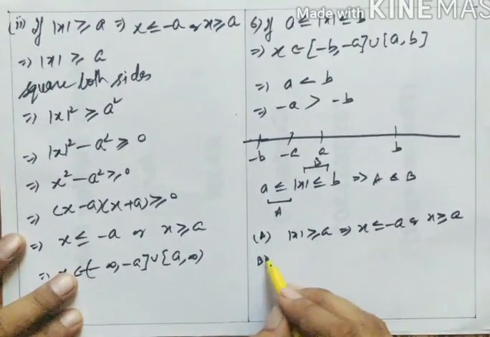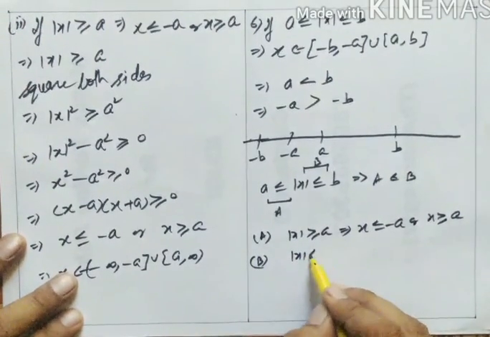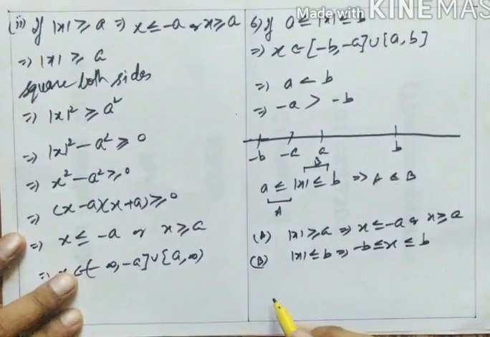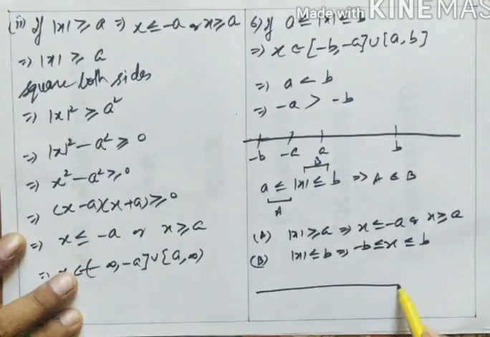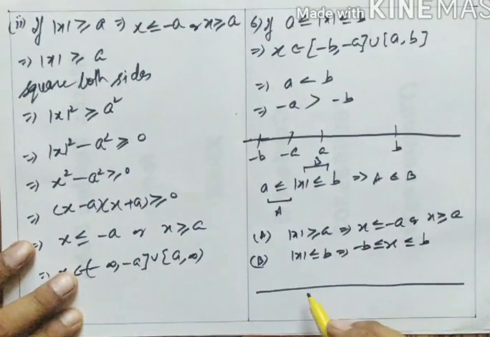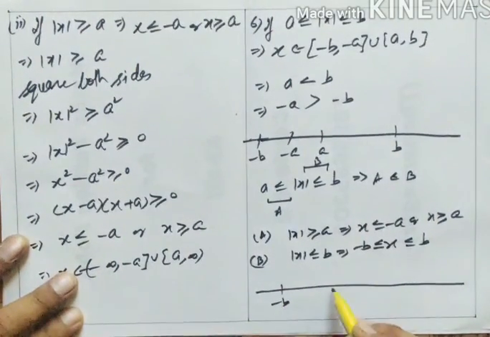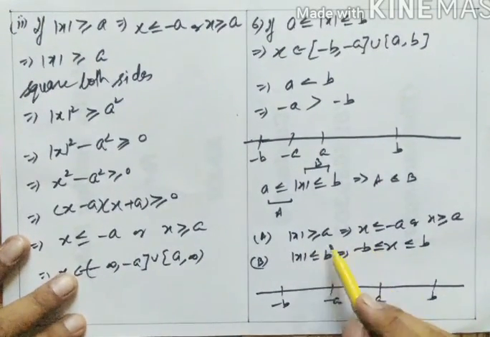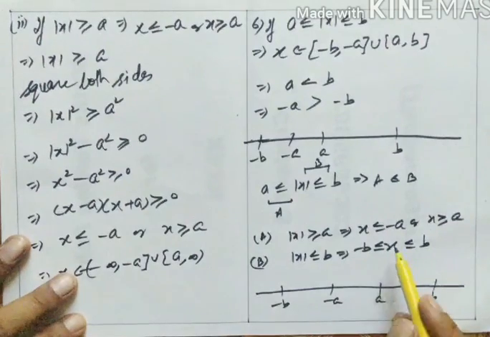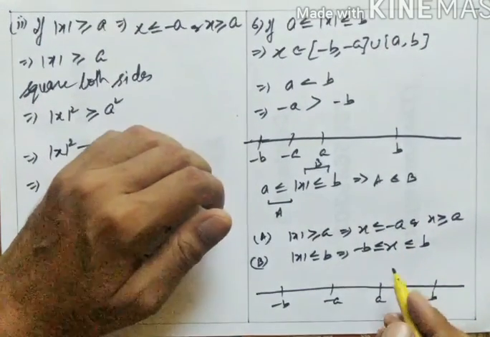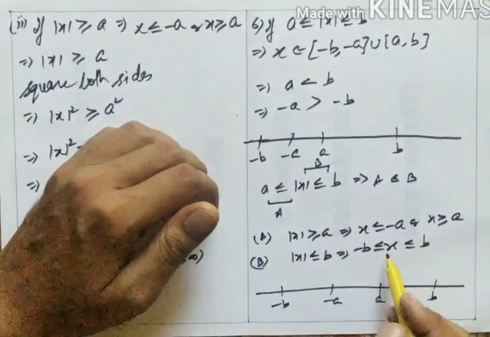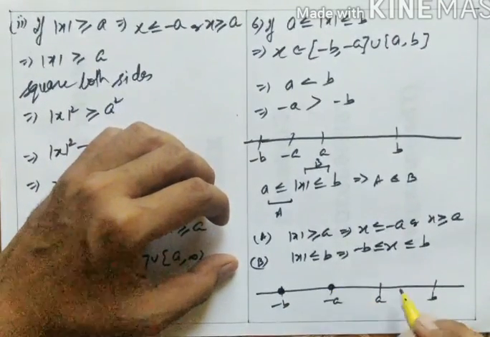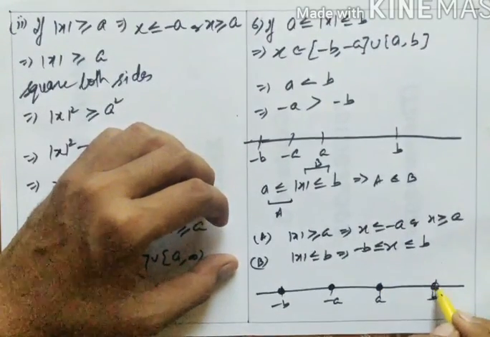Similarly, let's see about the B inequality. It is saying mod of x is less than or equal to b. So that means x is greater than or equal to minus b and less than or equal to b. Now let's draw the number line. We will show both A and B on the number line simultaneously, because A and B both have to be true. So this is minus b, this is minus a, this is a, and this is b. You can see that in all the four inequalities which we have here, the equal to sign is there. So we will show all the four points, minus b, minus a, a and b, with a bold dot.